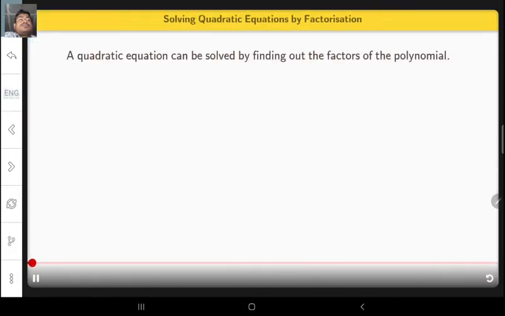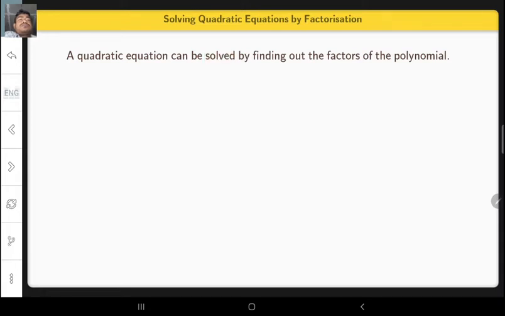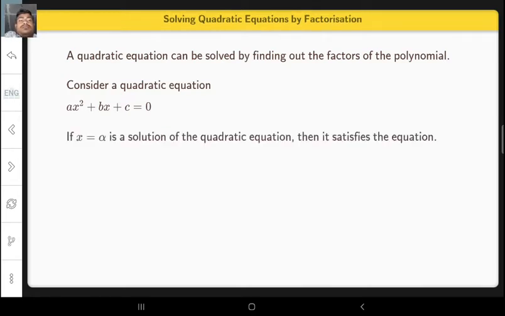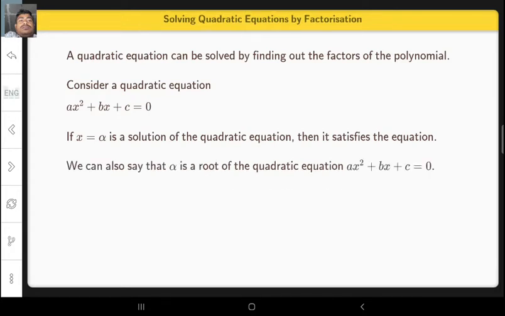A quadratic equation can be solved by finding out the factors of the polynomial. Consider a quadratic equation ax squared plus bx plus c is equal to 0. If x is equal to alpha is a solution of the quadratic equation, then it satisfies the equation. We can also say that alpha is a root of the quadratic equation ax squared plus bx plus c is equal to 0.